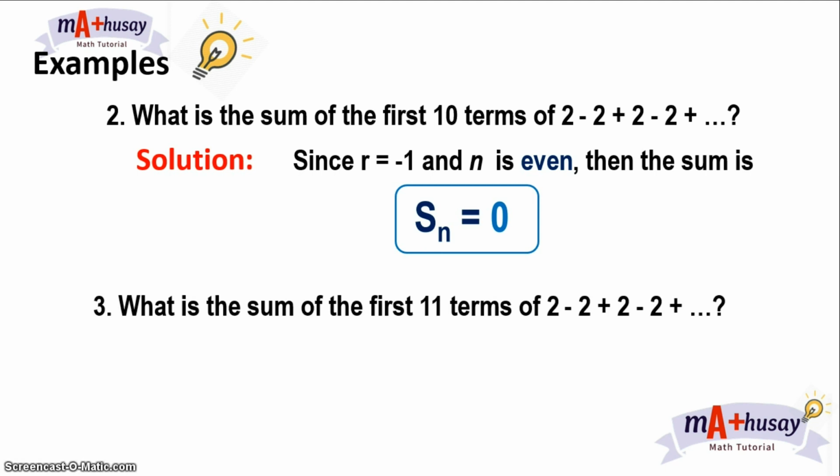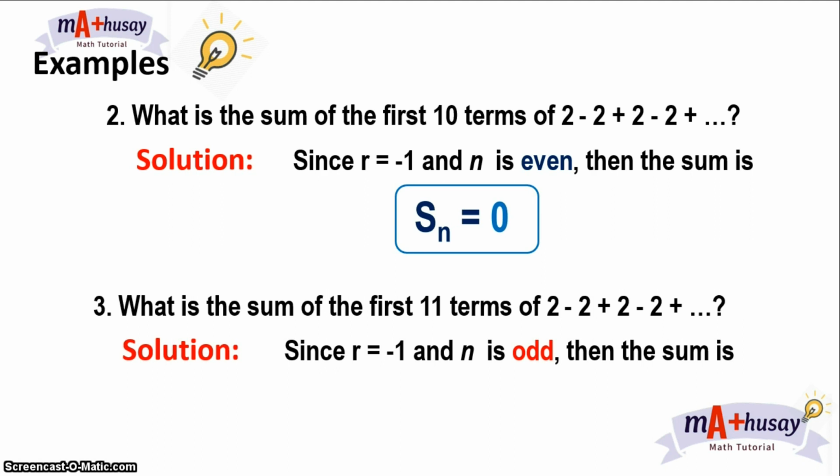Let's have this last example. What is the sum of the first 11 terms of 2, negative 2, plus 2, negative 2? This is similar to problem number 2, but this time you're talking about 11 terms in the given sequence. Since we know already that r is equal to negative 1 and the number of terms that we're talking about is 11, and that's odd, the sum will be the first term, which is positive 2.